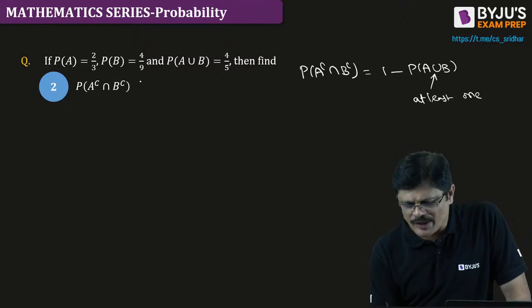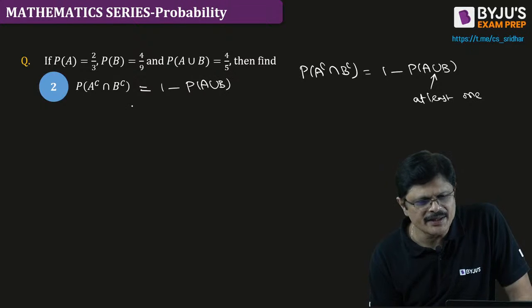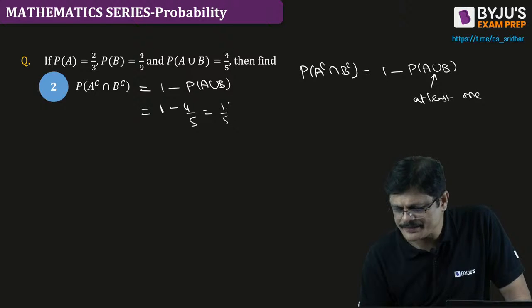Neither A nor B is 1 minus probability of A union B, my dear friends. Super, Teja, super, very quick. That is rapid and fast. Super. So, which is nothing but 1 by 5. Super cool.